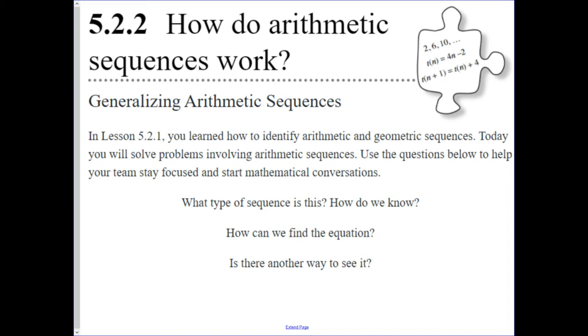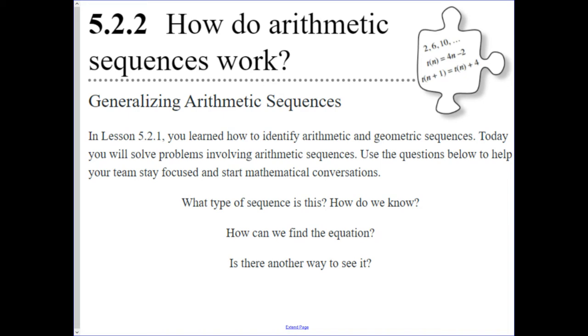We're doing lesson 5.2.2, how do arithmetic sequences work. Now we just started talking about sequences today, and I know it's a little bit tricky, so we're going to start breaking it down a part at a time. Right now we're focusing on arithmetic sequences, okay? In lesson 5.2.1, you learned how to identify arithmetic and geometric sequences. Today you will solve problems involving arithmetic sequences.